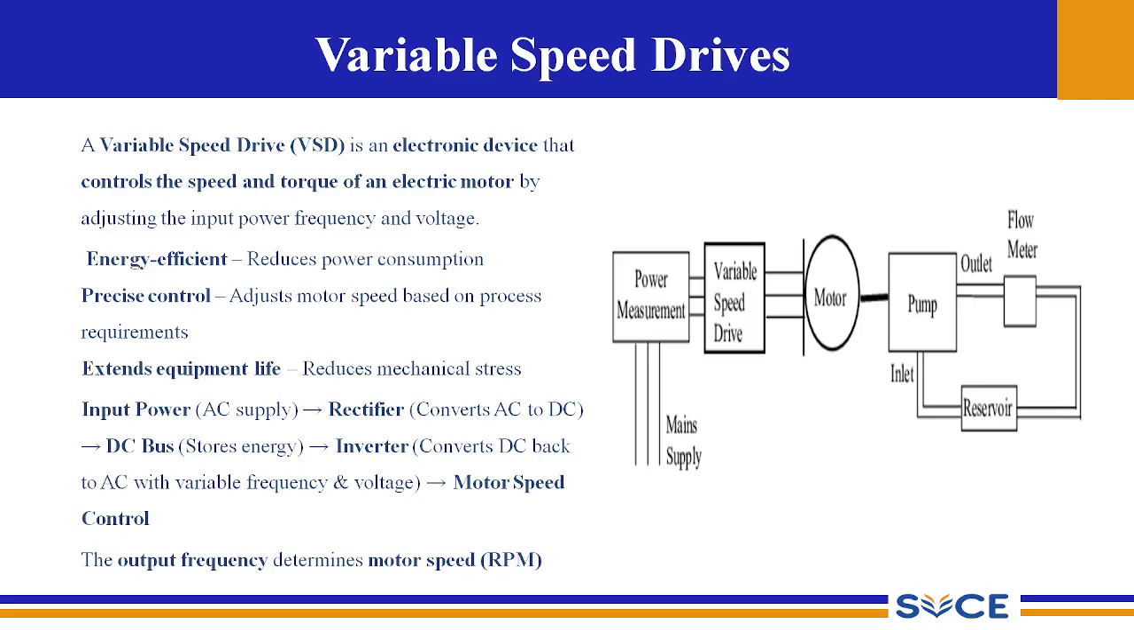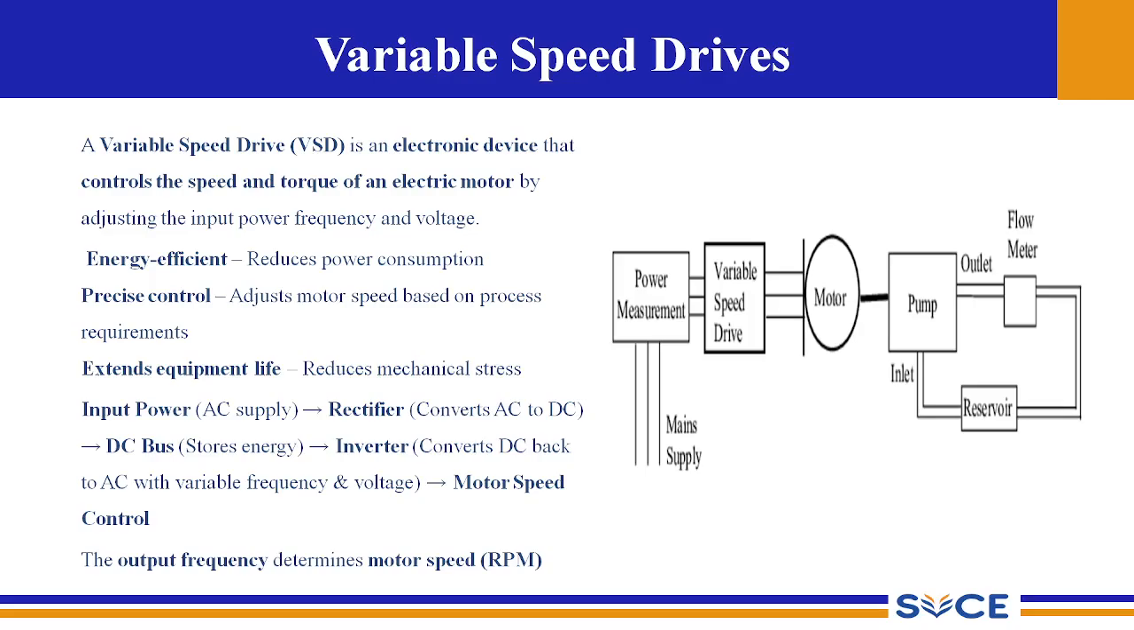Next is the input power. So the circuit actually consists of the AC supply, that is the power measurement. Then we have a rectifier. The purpose of the rectifier is to convert the AC current to the direct current, DC current. Then the DC bus will be storing the energy. Then there is an inverter that will convert the DC back to AC signals with variable frequency and voltage, and this will help the motor speed control.